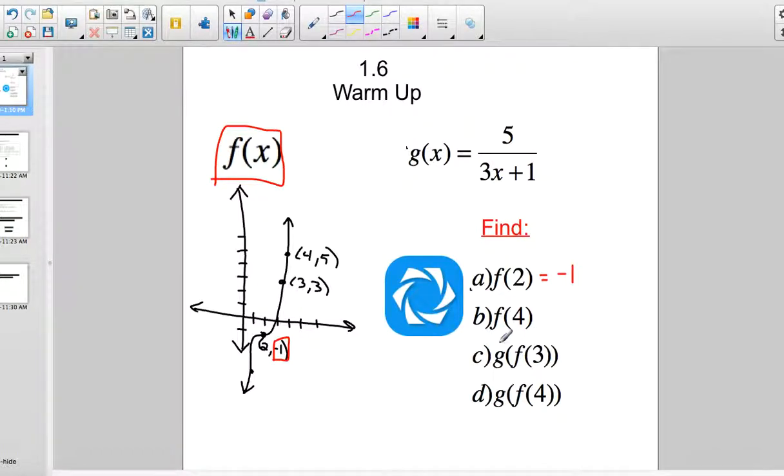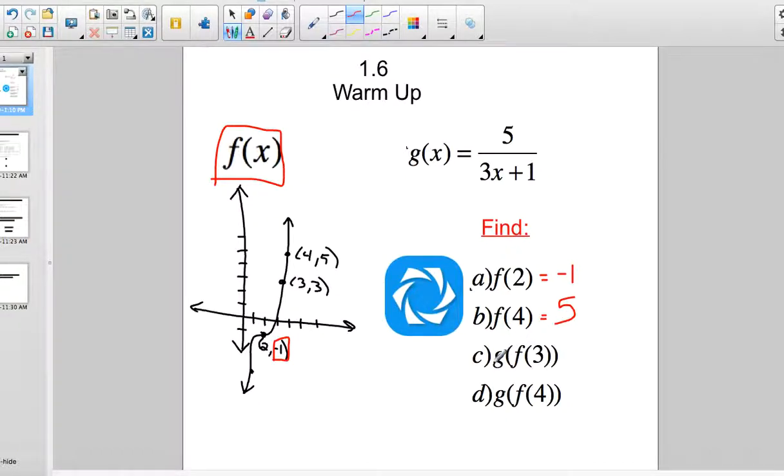Right? f of 4 is, okay, well, it's not f of x again, it's f of 4. So if this is the equation, this is 4. What's the equation value? Well, it's 4 comma 5. Right? So the equation value is 5.